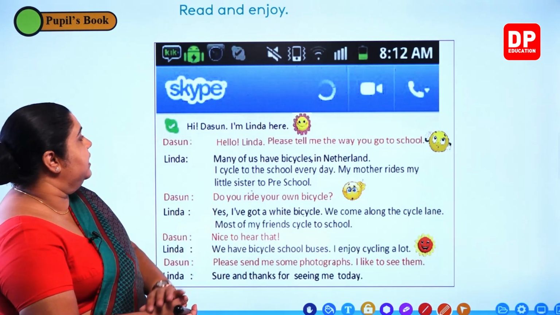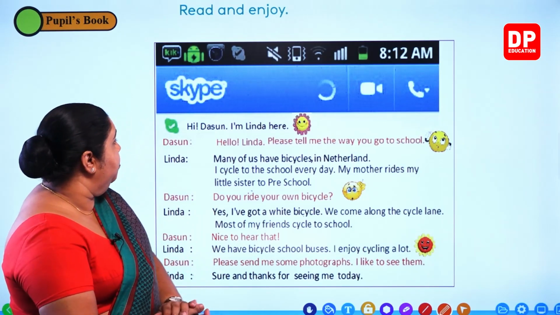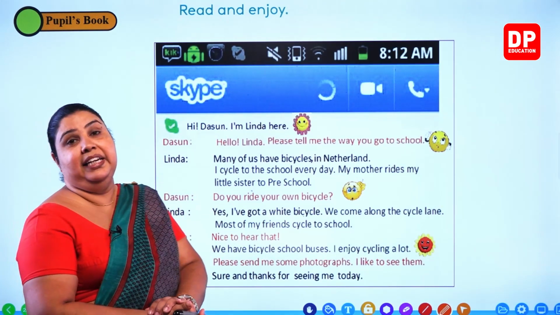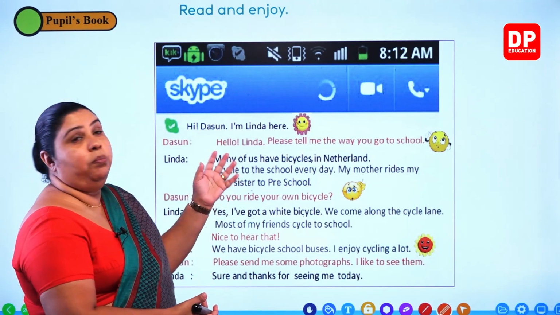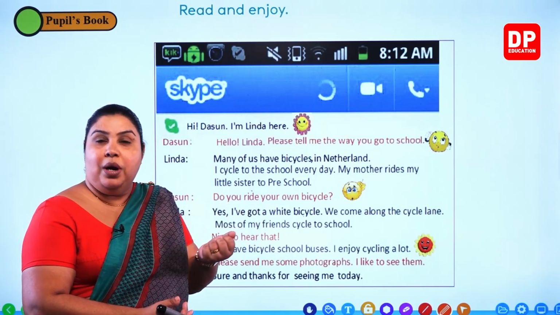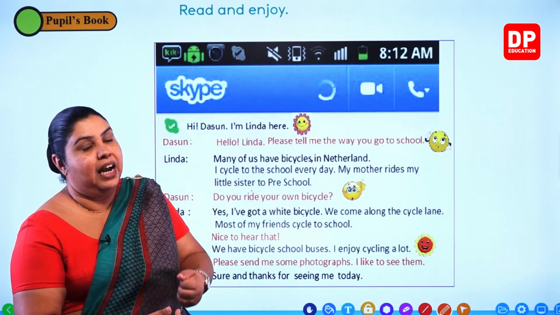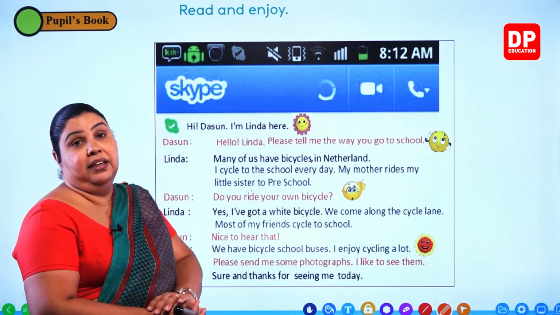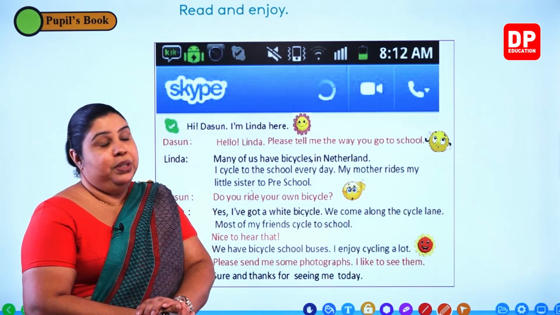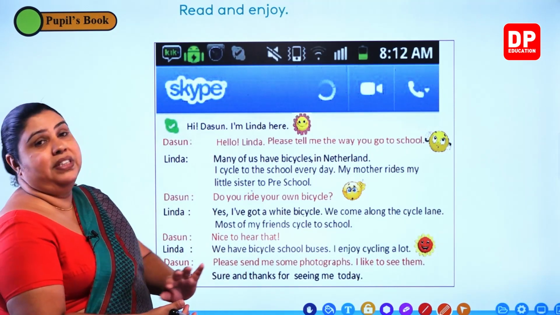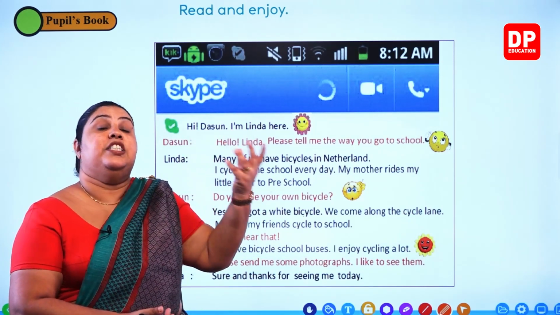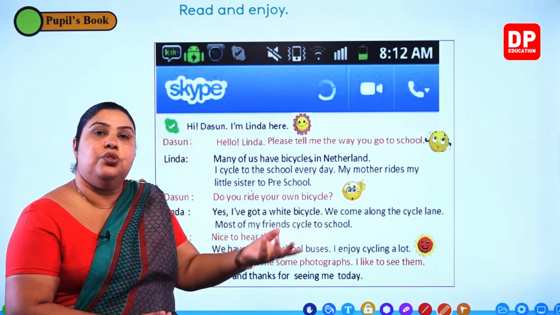So now this is a Skype message between two friends. That is Dasun and Linda. So now Dasun is obviously a child from Sri Lanka. Dasun කියලා කියන්නේ අපිට හරි හුරු නමක් නේ නේද පුතේ? ඉතින් Dasun ඉන්නේ ලංකාවේ. And this Dasun's friend Linda is in another country. So they are having a little conversation. Right? And they are exchanging their experiences of traveling to school.